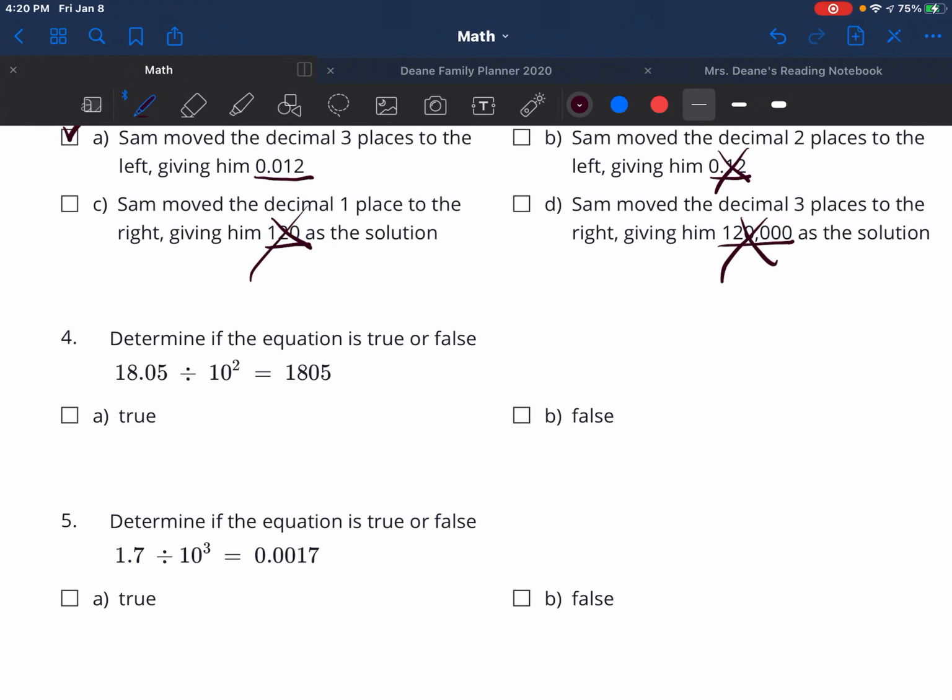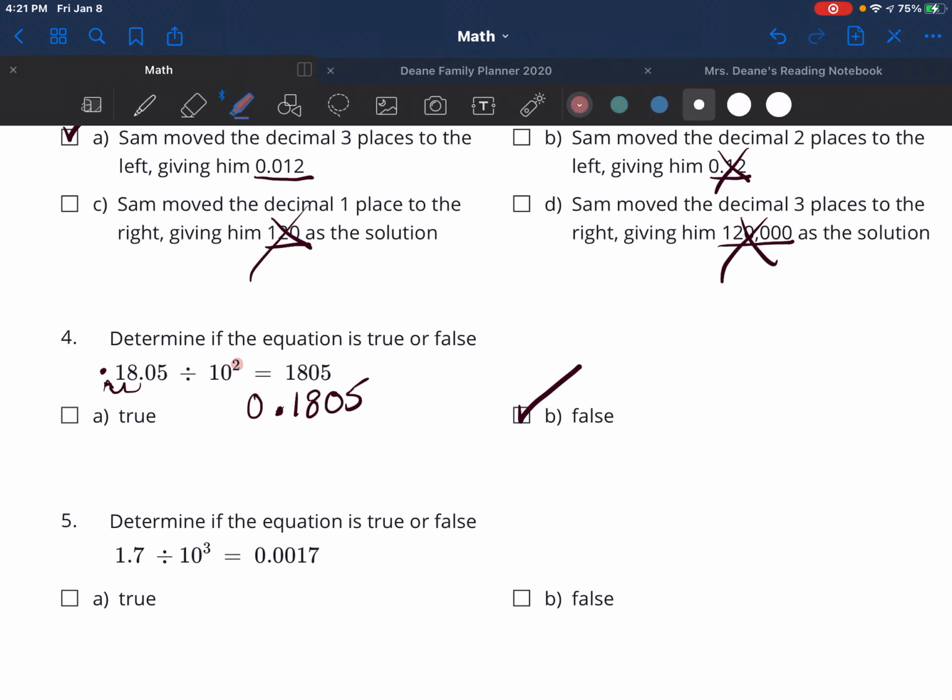Number 4, determine if the equation is true or false. 18 and 5/100 divided by 10 to the second power. So I have to move my decimal 2 places to the left. So I would go 1, 2. That means our answer should be 0.1805. So that would be false.